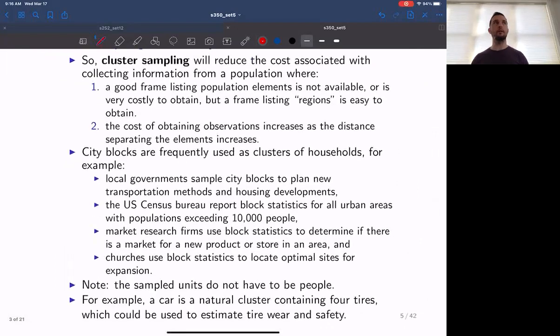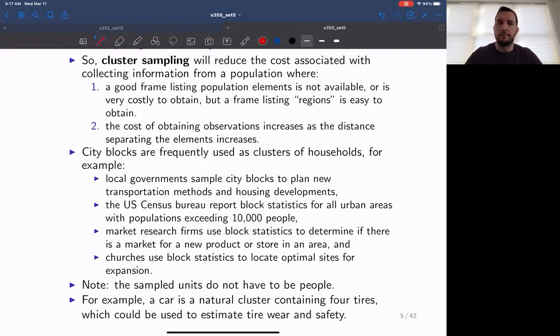Okay, so cluster sampling again is going to be beneficial because it reduces the size of the frame, or it can potentially reduce the complexity of the sampling frame. And it can also be useful because it can make collecting information easier, since you can target the different clusters within the sample.